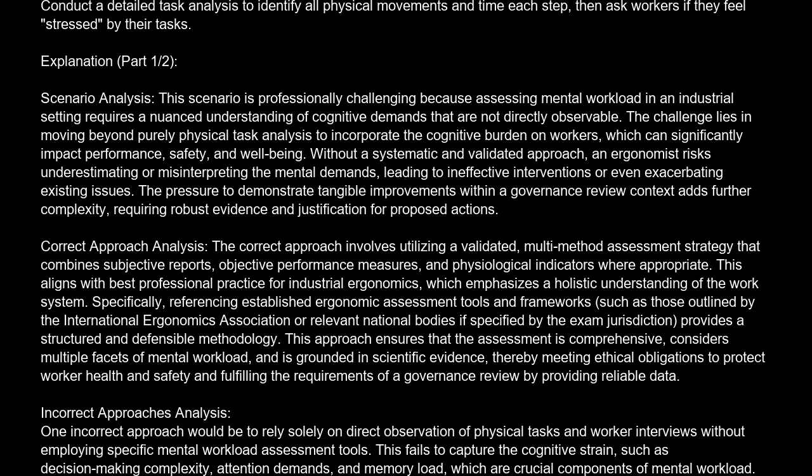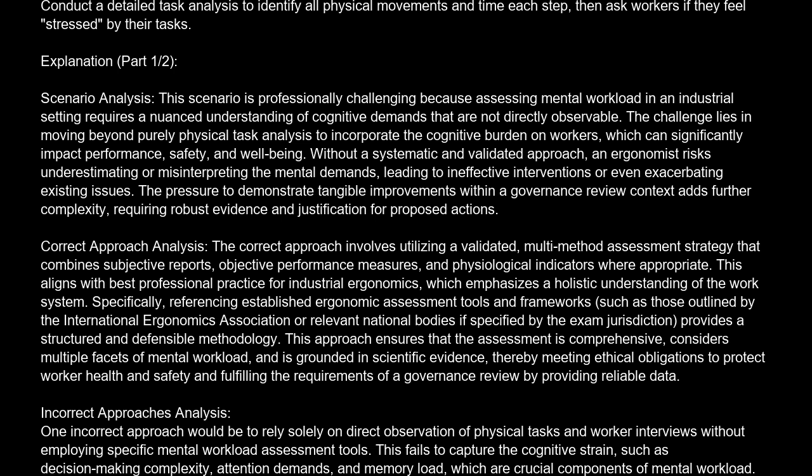This scenario is professionally challenging because assessing mental workload in an industrial setting requires a nuanced understanding of cognitive demands that are not directly observable. The challenge lies in moving beyond purely physical task analysis to incorporate the cognitive burden on workers, which can significantly impact performance, safety, and well-being.